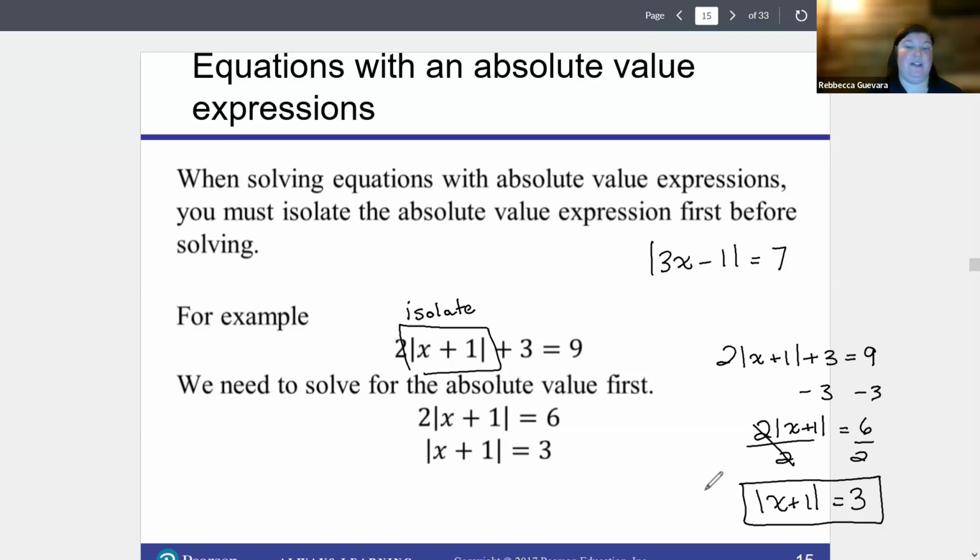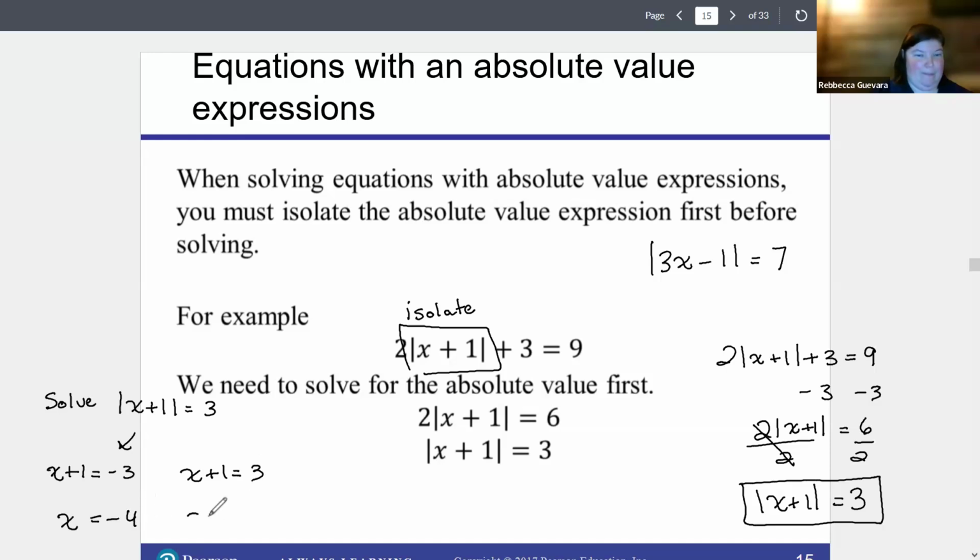Once I have it down here, then I can actually solve the absolute value. That's what I want to do, isolate that, because this I know how to solve. And we can get our 2 solutions.